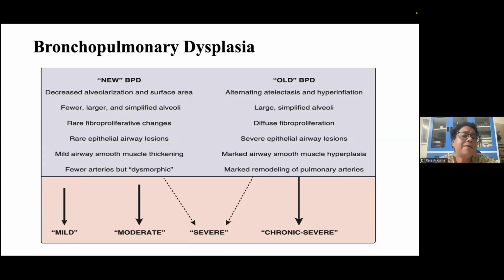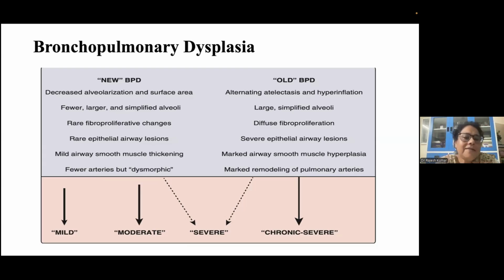There are fibroproliferative changes, but these are rarer than those seen in old BPD, where there is diffuse fibroproliferation. Also, the epithelial airway lesions are rare as compared to old BPD. And there is mild airway smooth muscle thickening, in contrast to old BPD, where there is marked airway smooth muscle hyperplasia. These babies who have old BPD had been ventilated with barotrauma and volutrauma.